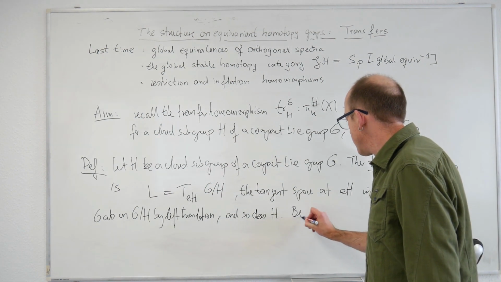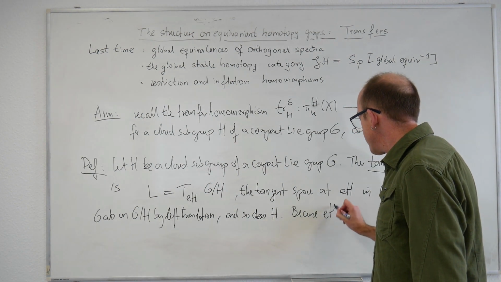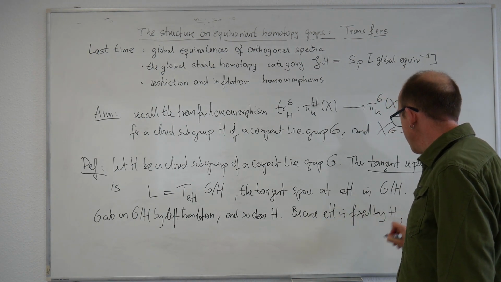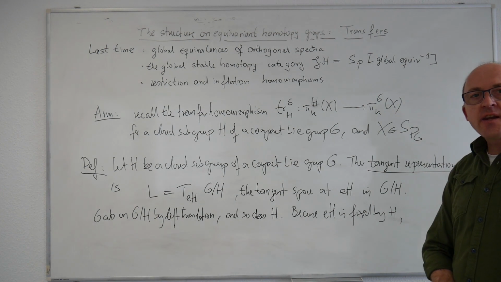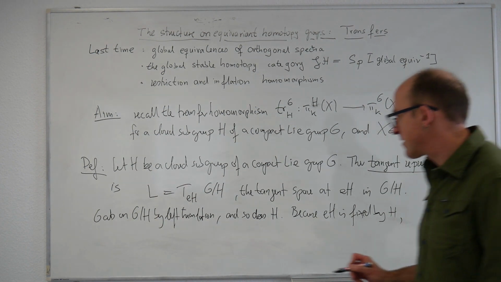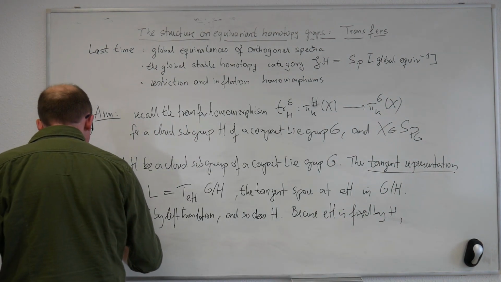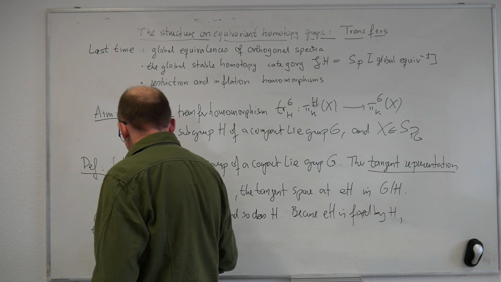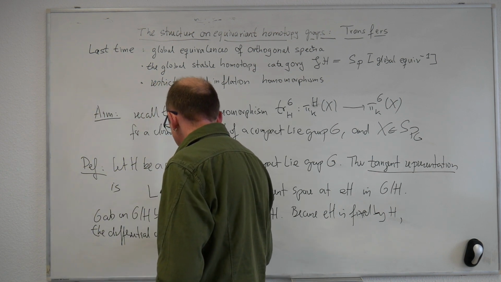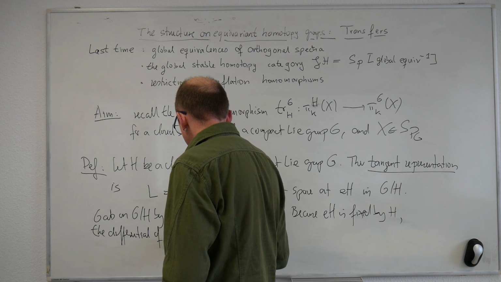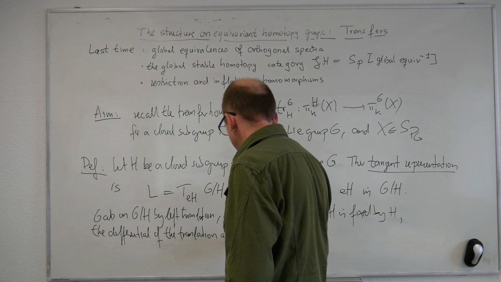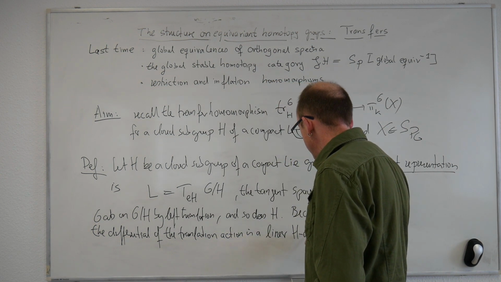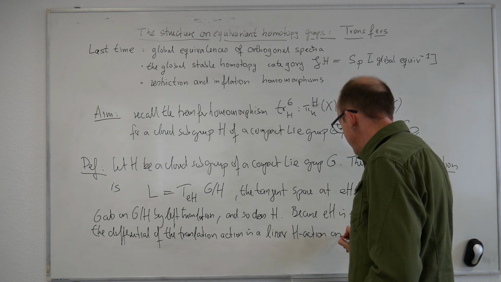So because eH is fixed by H under the left translation action, we can differentiate the action and we get a linear action on the tangent space at this fixed point. The differential of the translation action is a linear H action on this tangent space.